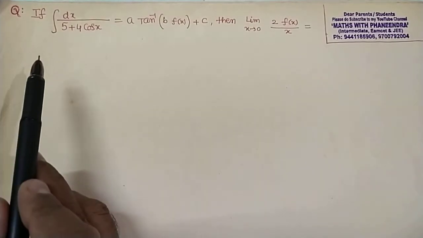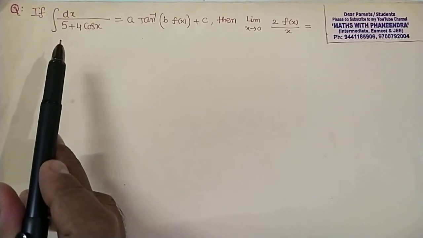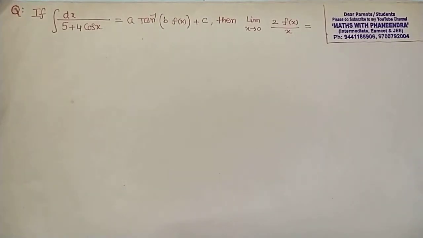If integral dx by 5 plus 4 cos x equals a into tan inverse of b into f of x plus c, then limit x tends to 0, 2 into f of x by x equals. We have to calculate the value.